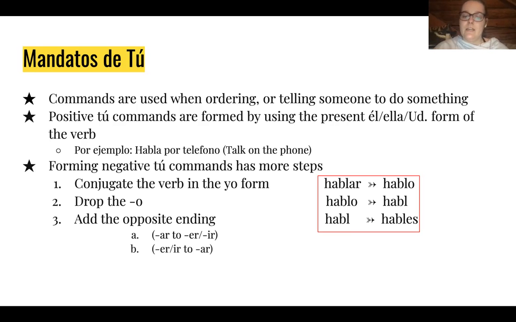Alternatively, if you're using an ER-IR verb, like comer, you will change that ending to the AR endings, so that would be comas.